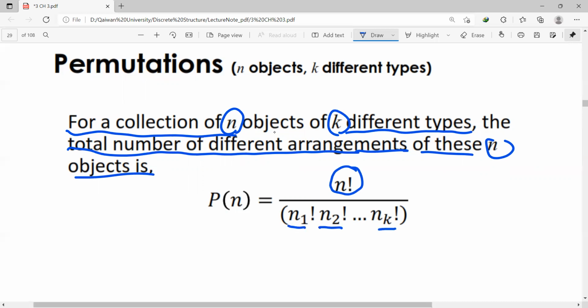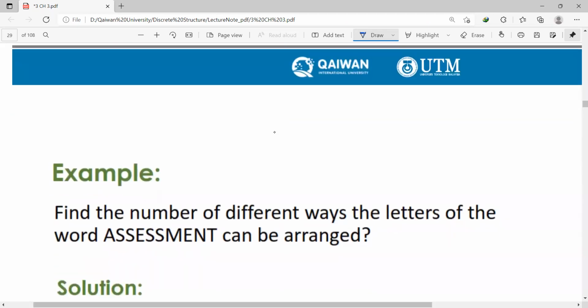of factorial for each type. Here, if you have, let's say, 6 types, in the denominator we have the first type factorial times the second type factorial times the third type factorial up to 6 type factorial. Here we have an example.